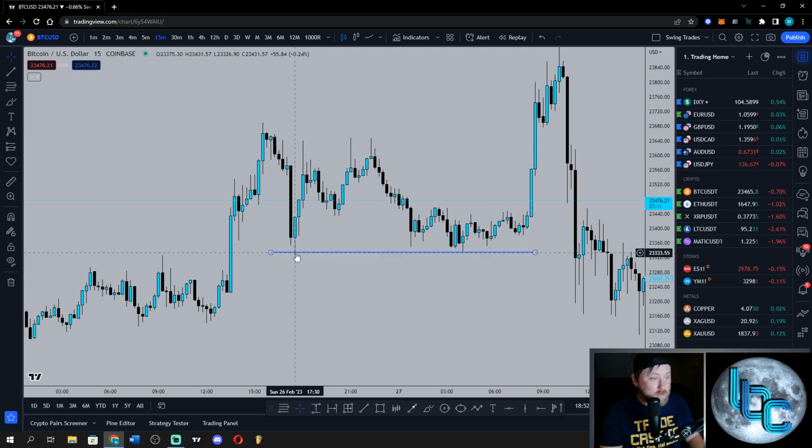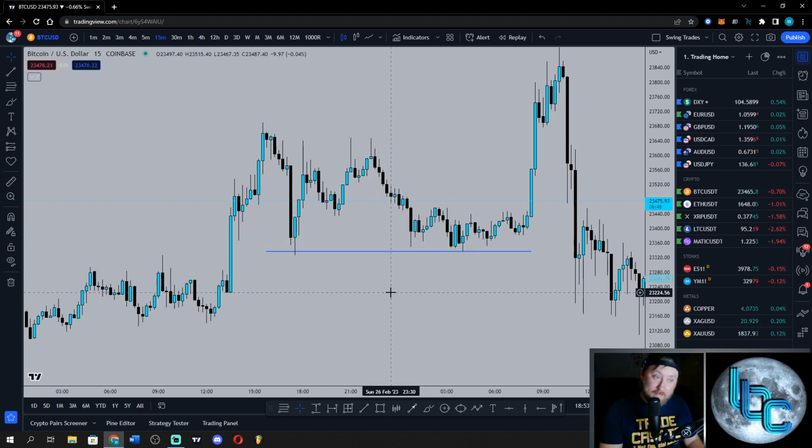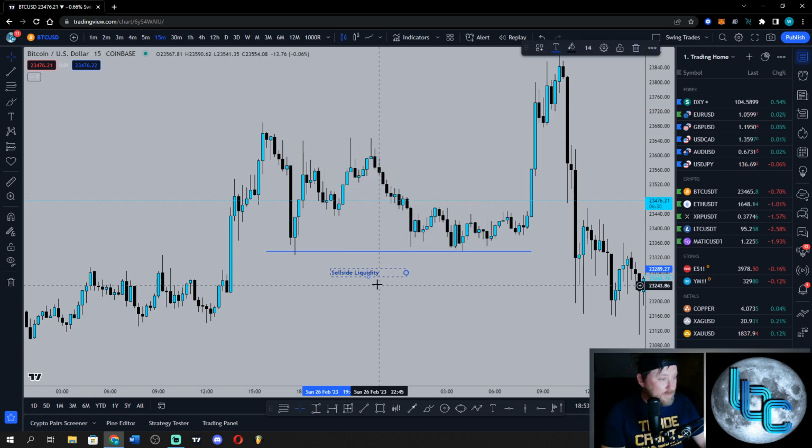If I count that little wick right there, every exchange is going to be different. These might line up on another exchange. All that matters is that this was a level that was respected, and it was stopped right here on the second tap. So that's the one that I go with. All you need to know is that below that is what is called sell side liquidity.